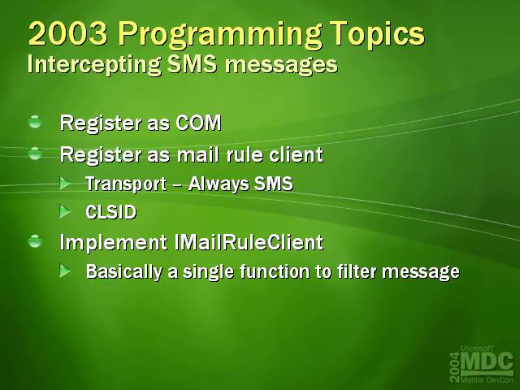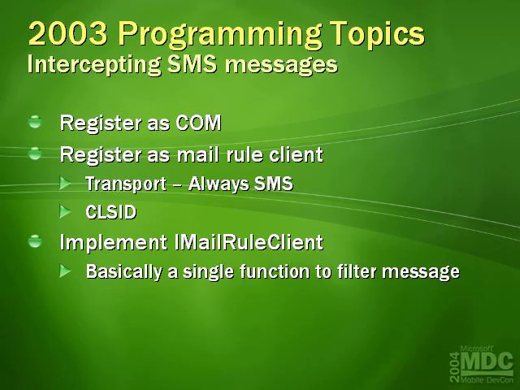Now, a mail rule client is a COM object that's invoked by inbox every time an SMS message comes in. You'll have the standard COM registry keys that you'll need to set up. And there's some extra keys that you add in order to let inbox know that you wish to be a mail rule client. Basically, you need to know the transport that you wish to plug into, and that's pretty easy because we only support SMS at this point. You also need to know the class ID of your COM object so that inbox knows which object to instantiate.